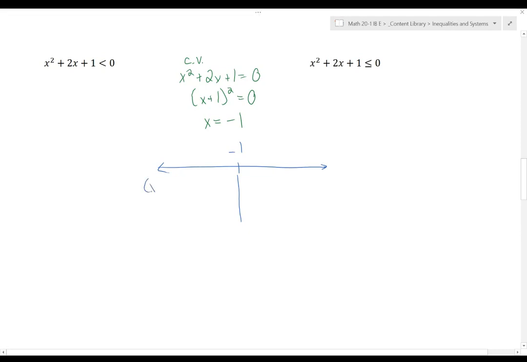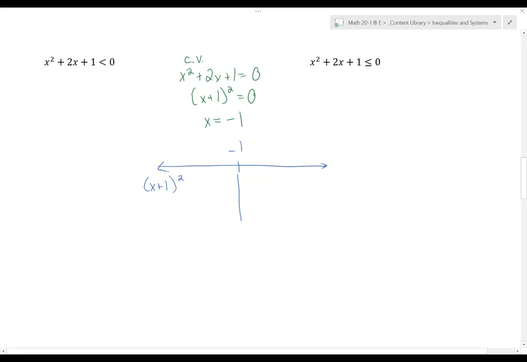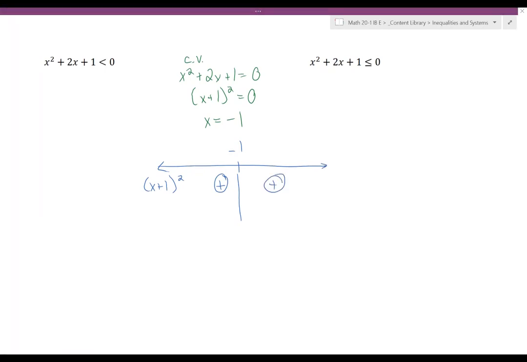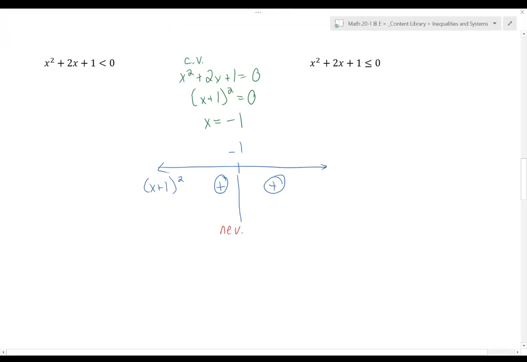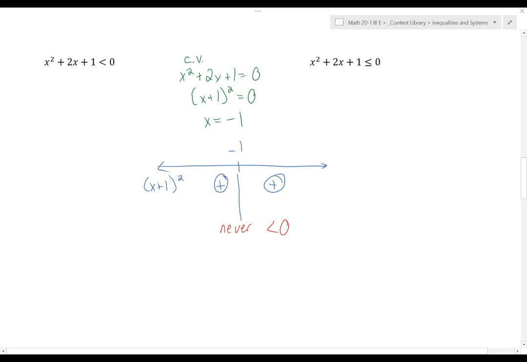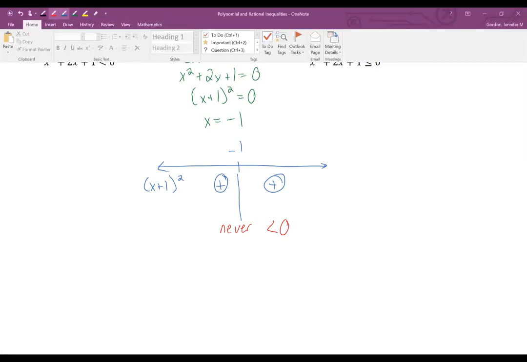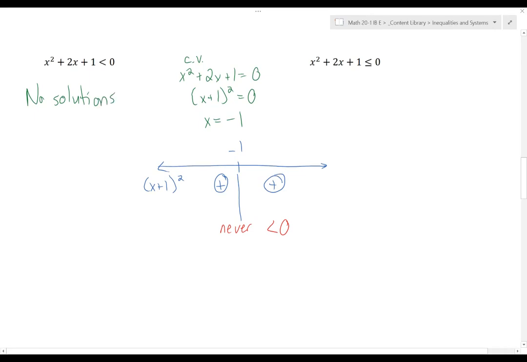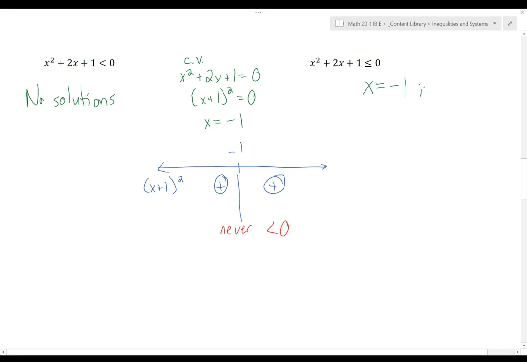But in this case, my factor is x plus 1 squared. So because I'm squaring it, it's always positive. If it's always positive, then it is never less than 0. It is, however, potentially equal to 0. So on the left-hand side, there are no solutions, because the only possibility for that quadratic, x squared plus 2x plus 1, is that it can equal 0 if x equals negative 1. It can be positive, but it can never be negative. Whereas on the right-hand side, if I say that x squared plus 2x plus 1 is less than or equal to 0, well, it's never less than, but it can equal 0. So in that case, x equals negative 1 is the only solution.